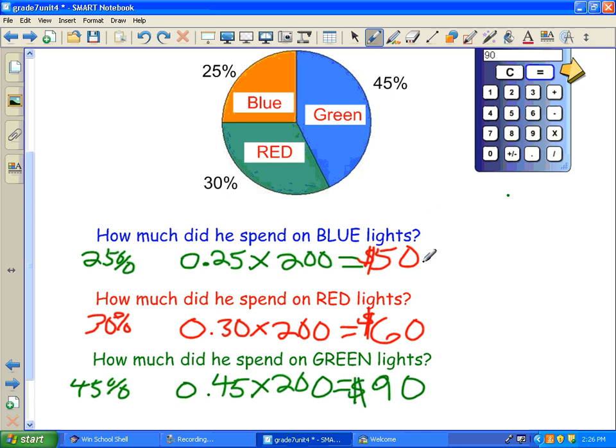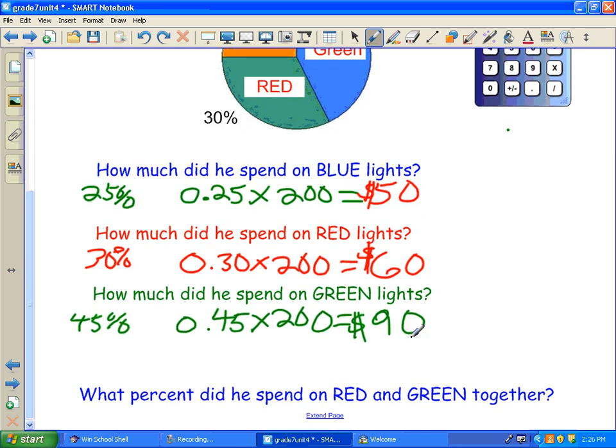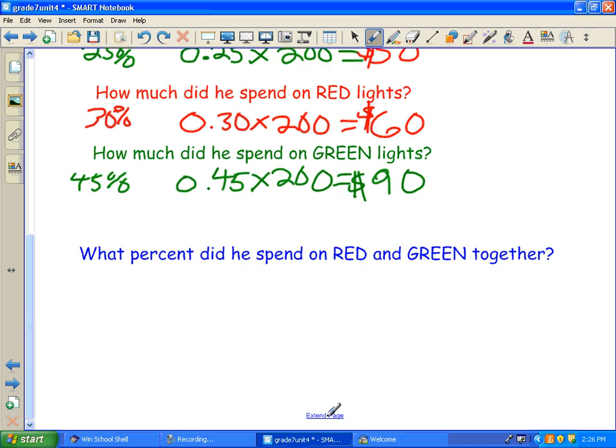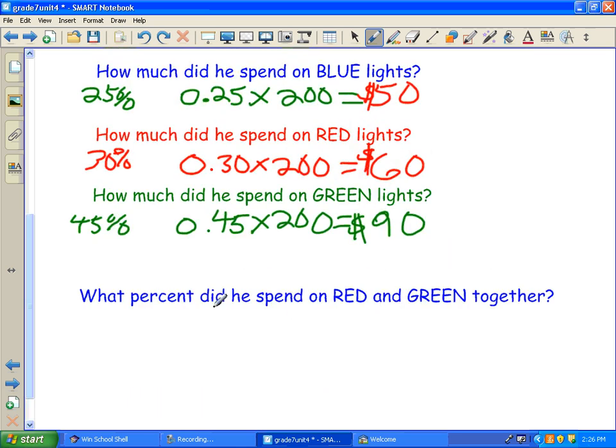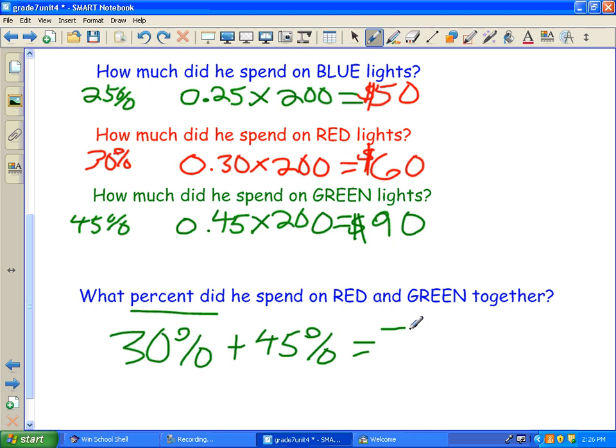Now, if I add all these three back up, I should add up back to $200. But you could ask for another question about this. It could say, what percent did he spend on red and green together? Well, here's the red was 30%, and the green was 45%. Altogether, that equals 75% of my money was spent on these two colors together.